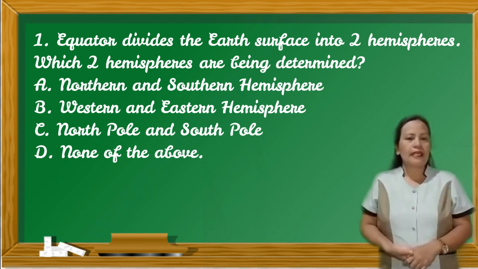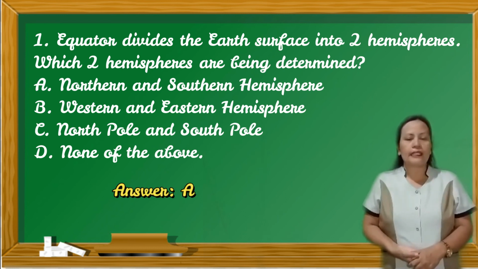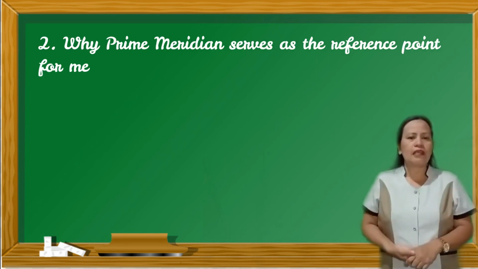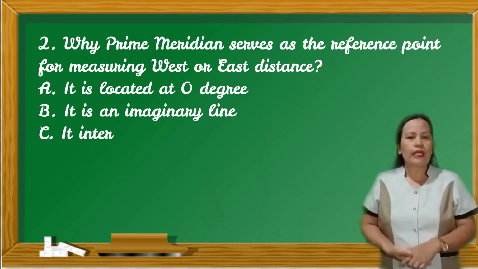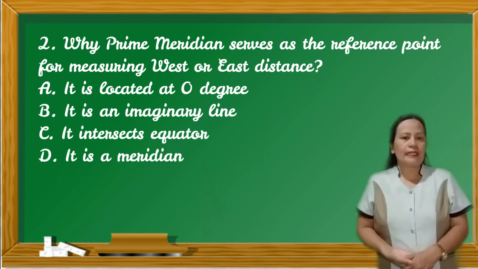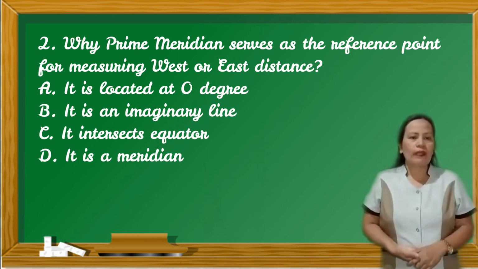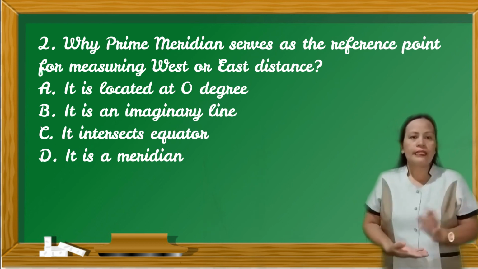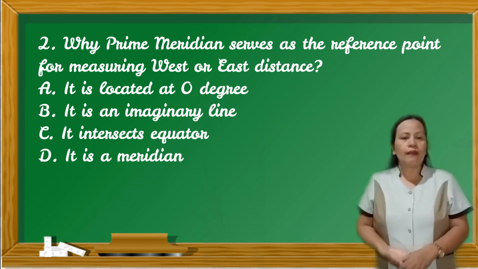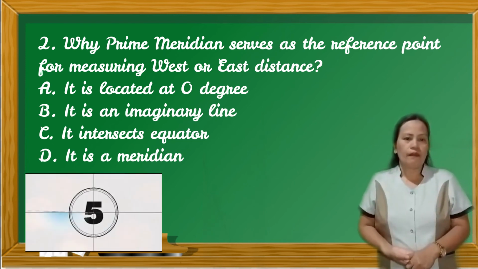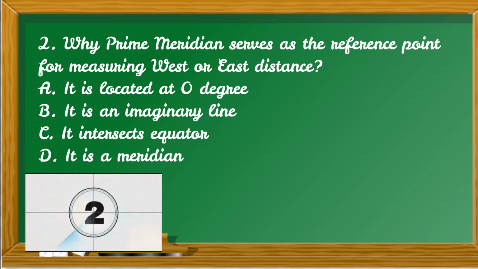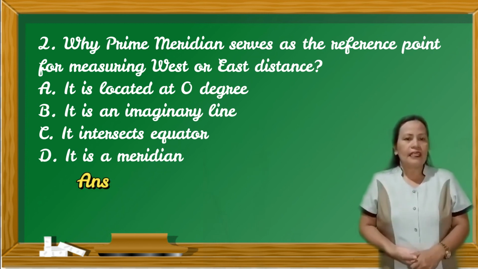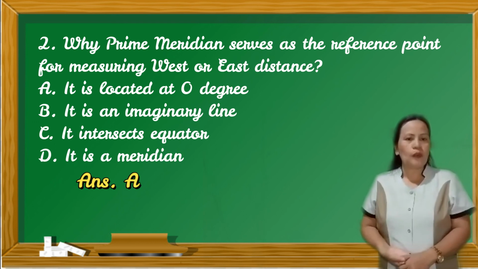The correct answer is letter A. Northern and Southern Hemisphere. Number 2. Why prime meridian serves as the reference point for measuring west or east distance? A. It is located at 0 degree. B. It is an imaginary line. C. It intersects the equator. D. It is a meridian. The correct answer is letter A. It is located at 0 degree.